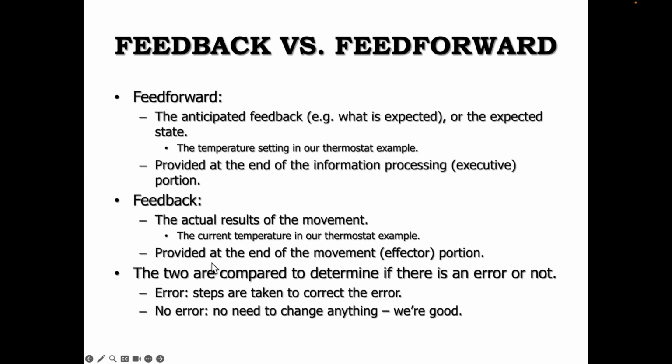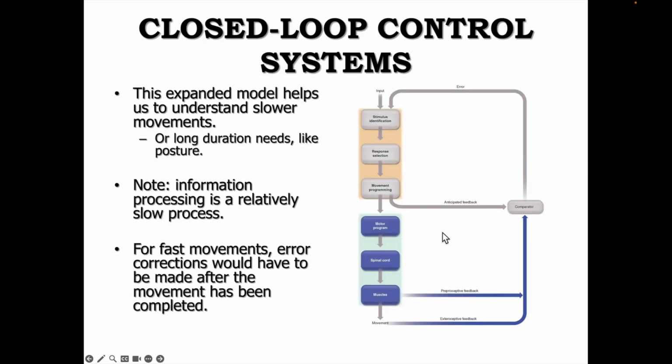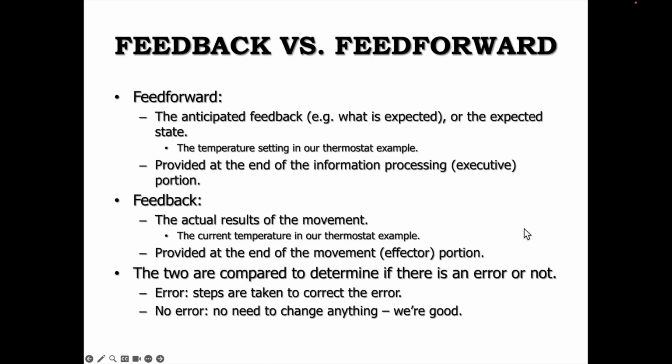So again, we compare the feedback with the feed-forward information. Essentially here, this gray line is feedback, and this blue line right here is the feed-forward information. These two are compared to determine whether there's an error or not. If there's an error, steps are taken to correct that error, we make a change. If no error, we don't need to change anything.